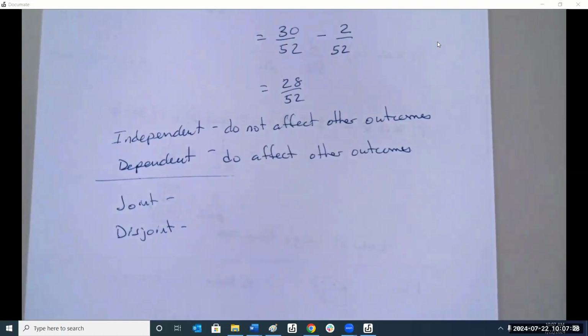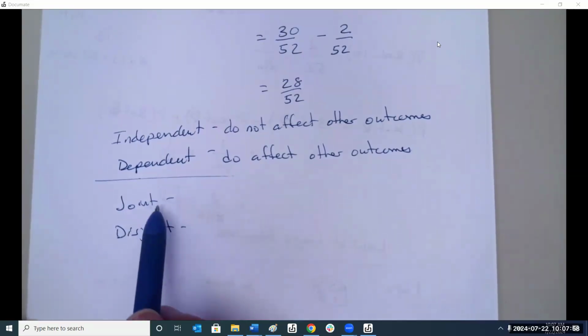Here's an example. We have a deck of cards. If I take a card out and look at it and keep it, will that change the probability of the next card? Why? What's that? Exactly. Because if I took the card and kept it, I don't have 52 cards anymore. I only have 51 now. So it changes the probability. That's independent, dependent.